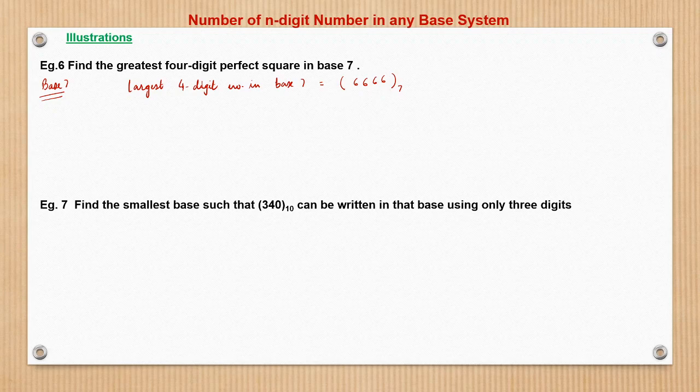And if it has to be a perfect square, then it would be of this format AB square, and then only it will give a 4-digit number. So A and B are digits in base 7, which when squared give a 4-digit number. And now for this 4-digit number to be maximum, AB has to be maximum. And what is the maximum 2-digit number in base 7? So that is nothing but 66, we know. So it is 66 square in base 7.